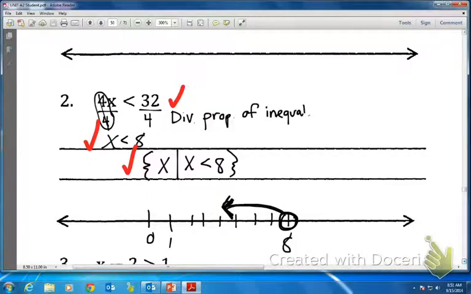So we solved it, we justified, we wrote it in set notation, and then we just graphed it. Good to go. Let's work on our last problem, number 7. You can use it as example 3, though.